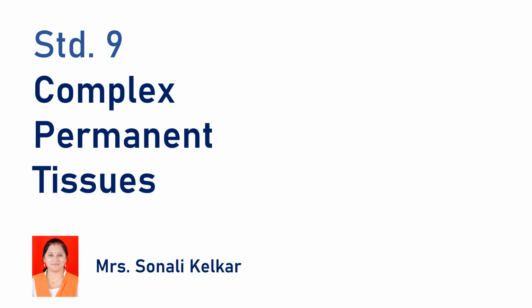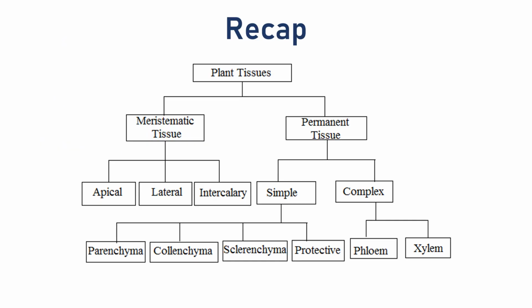Tissue, right? Before we start the topic, I just want to take a quick recap of what we did in our last session. This is a flow chart of plant tissues that we are going to study. Now, before I start with tissue, what do you mean by tissue? What is the definition of tissue? Tissue is nothing but a group of cells that are specialized to perform a particular function and forms a tissue.